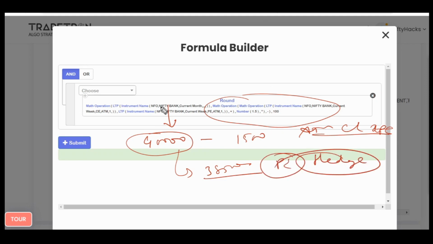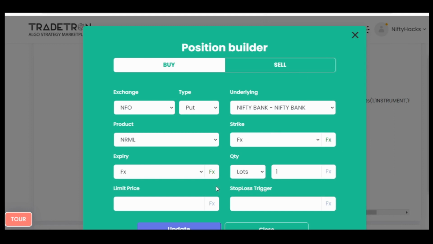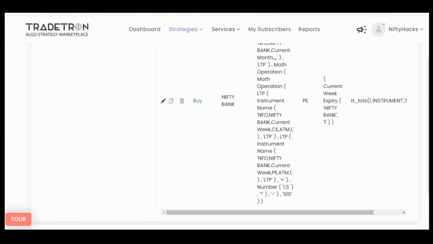right? This is also explained in iFAAD version 1 video, so please go through that if you intend to understand this in detail. And here you need to select next week expiry, same way as we selected in call, right?